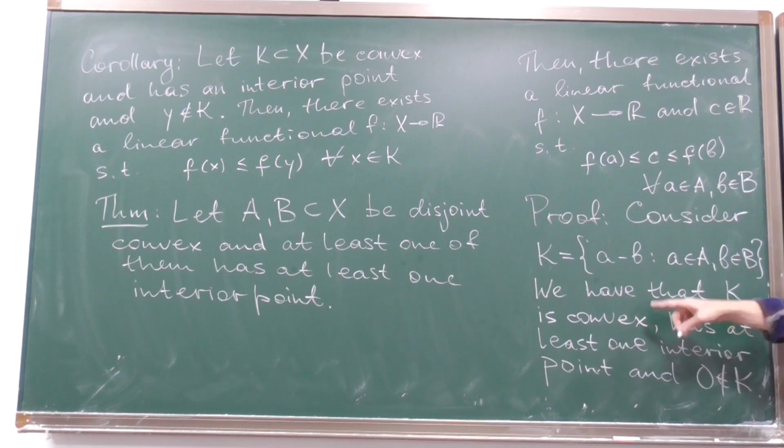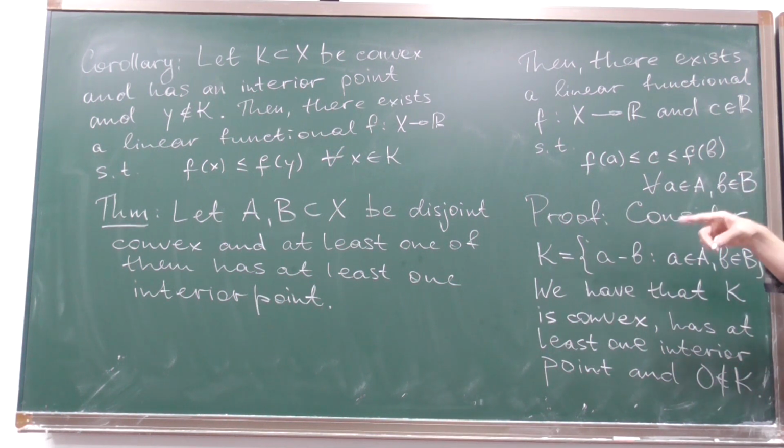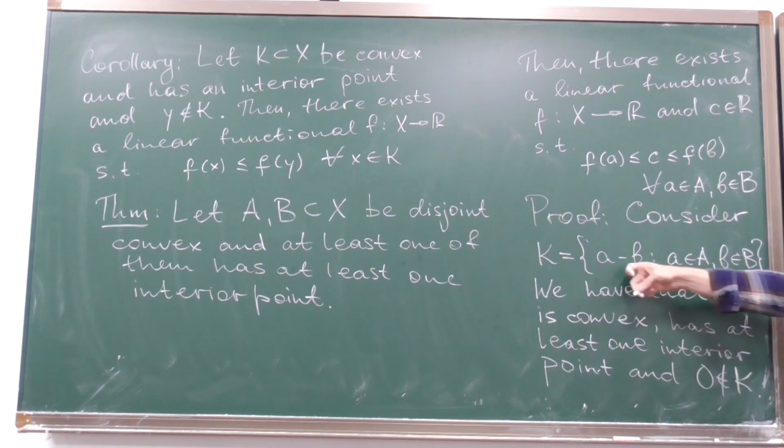So all these three conditions are guaranteed. The convexity is guaranteed by the convexity of A and B. That K has at least one interior point is guaranteed by the fact that either A or B has at least one interior point. And the fact that 0 does not belong to K is guaranteed by the fact that A and B are disjoint. Indeed, if they do intersect, they have a common point, and so we can find a from A and b from B which are equal to each other, and so a minus b will be 0. Since the sets are disjoint, there is no 0 in K.